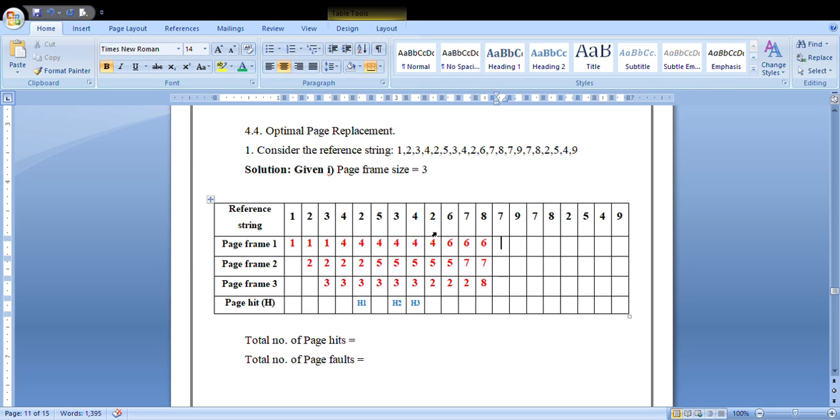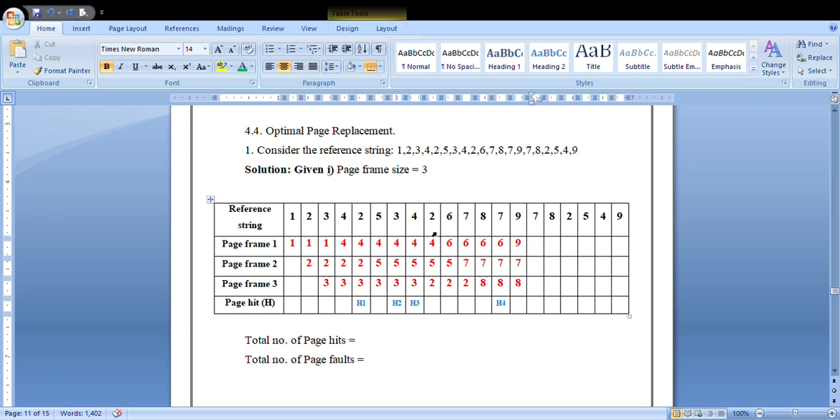Here 7 is already existing in the page frame, so you keep the value as it is. This is your page 4 hit. Next 9. Here you need to check, but it doesn't matter, because 6 is the oldest page and 6 is not repeating for the next 3 values. So replace 6 by 9.